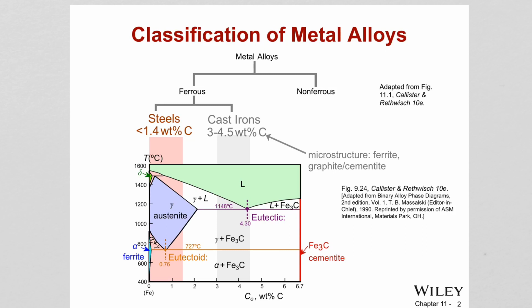The difference between steels and cast irons is in their carbon content. As you see, the pink region in the iron-carbon phase diagram represents the steels, which have carbon content lower than 1.4%, whereas cast irons have a higher amount of carbon, shown with a gray region in the phase diagram, between 3 and 4.5% carbon, and the microstructure of it is ferrite, graphite, and cementite.